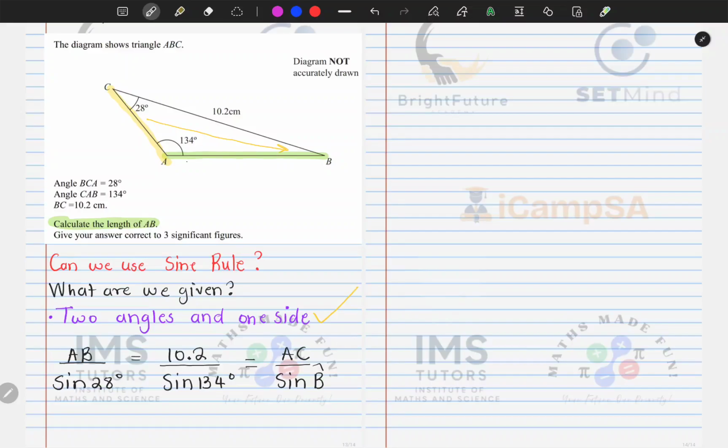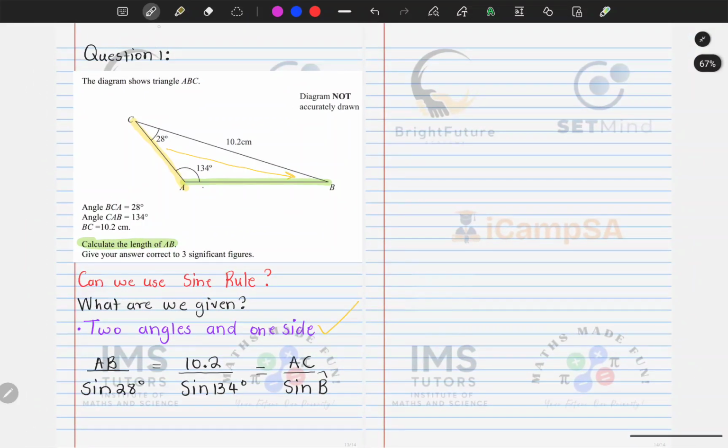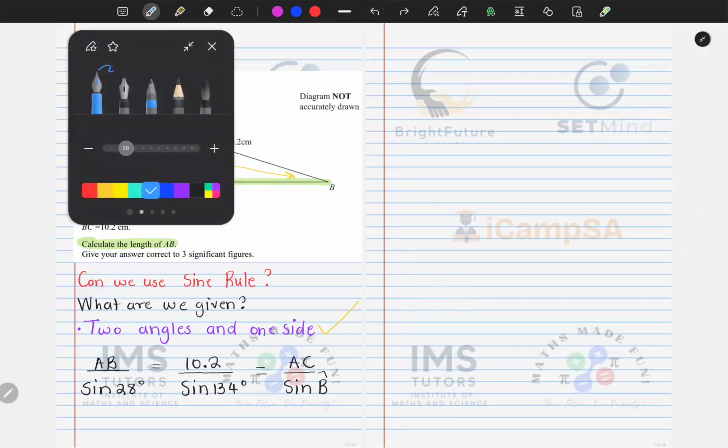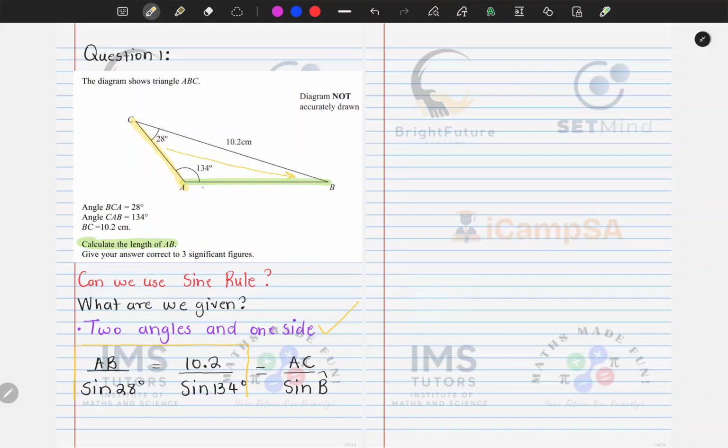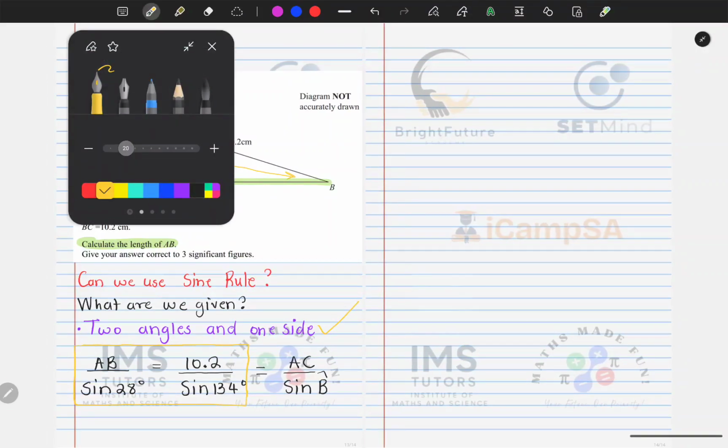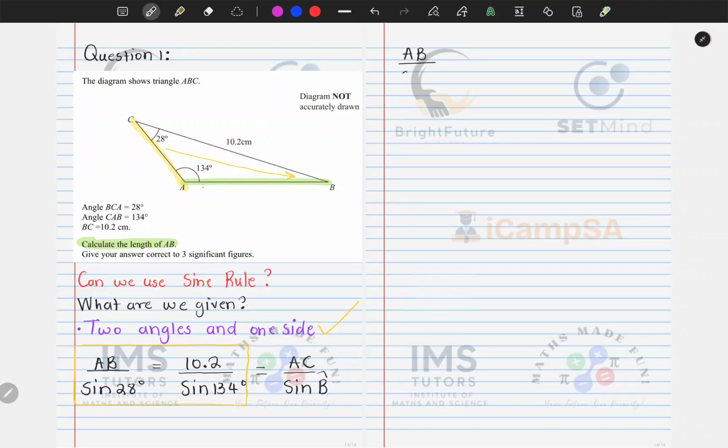So now that we have this in place, we can now go ahead and start looking at what we are trying to solve for. Remember, what we are looking for is the side AB. So the other parts I do not need. I only need this portion here to be able to solve for AB. So AB divided by sine of 28 degrees is equal to 10.2 divided by sine of 134 degrees. We can cross multiply so that AB will be 10.2 divided by sine of 134 degrees multiplied by sine of 28 degrees.